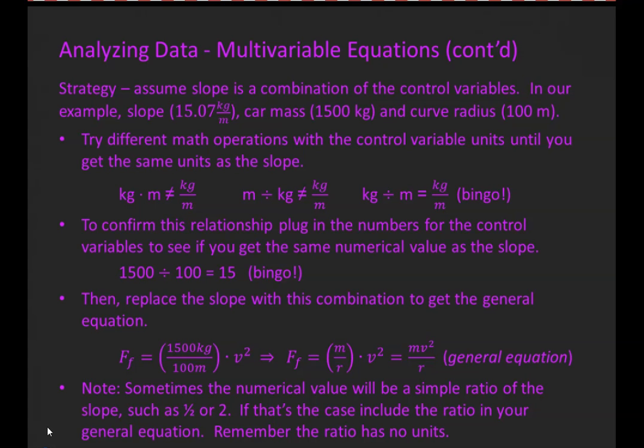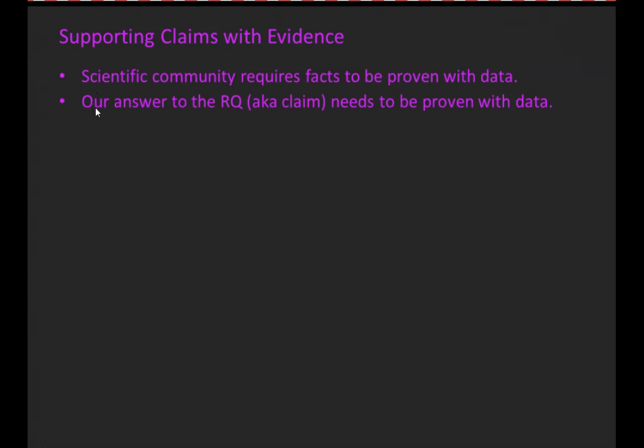This finishes the section on analyzing data. Now we want to move on to the final step in investigations, which is supporting claims with evidence. Remember, the whole reason we did an investigation was to answer a research question or series of research questions. So we have to recognize that the scientific community requires facts to be proven with data. Opinions or statements without proof are not accepted by the scientific community. So our answer to the RQ, which is called a claim, needs to be proven with our experimental data.